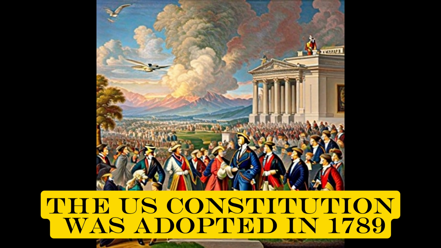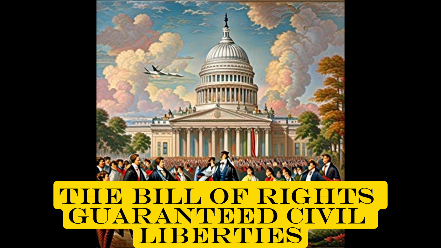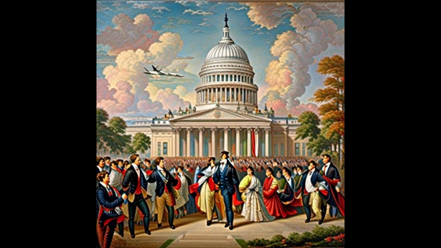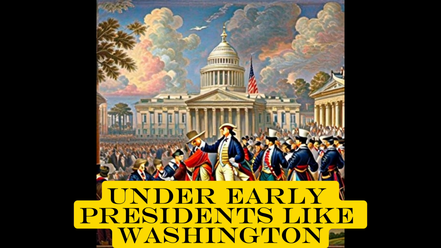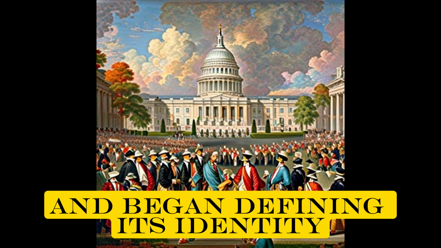A new republic, 1789 to the 1820s. The U.S. Constitution was adopted in 1789, establishing a federal democratic republic. The Bill of Rights guaranteed civil liberties. Under early presidents like Washington, Adams, and Jefferson, the country expanded westward and began defining its identity.